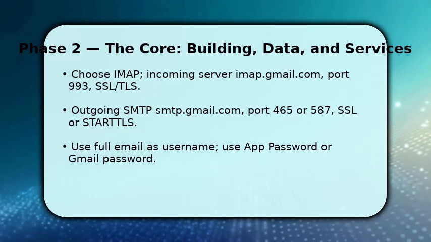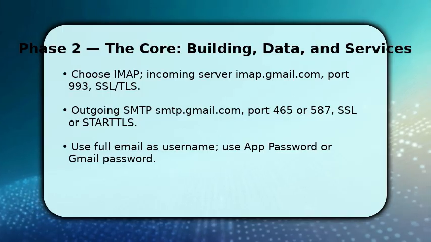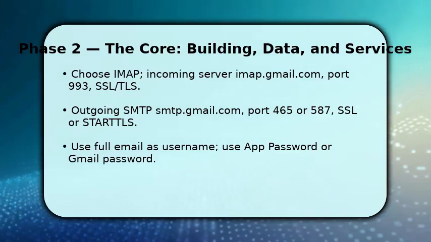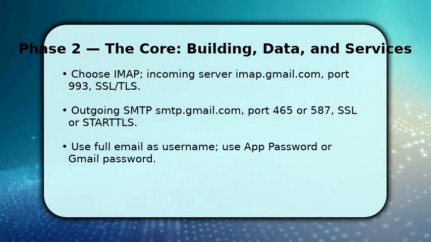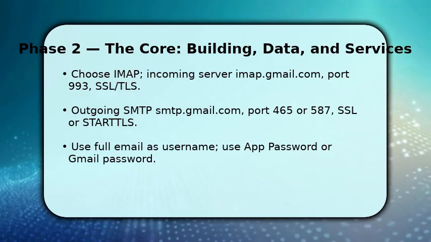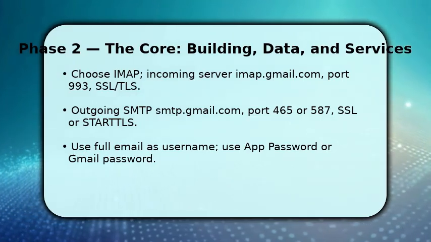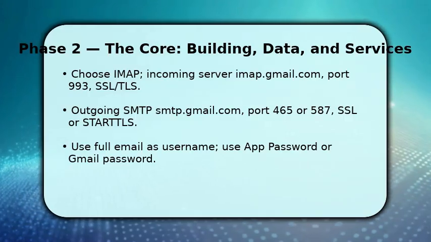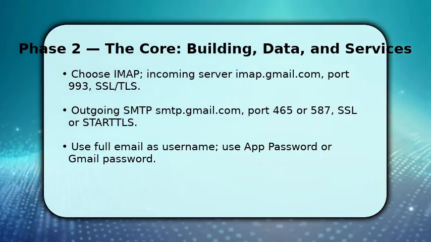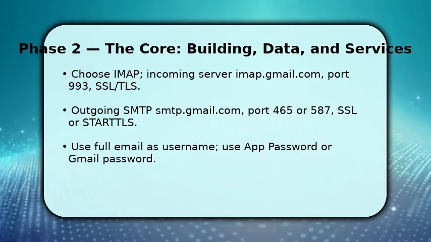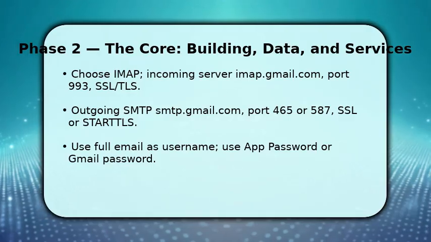Now you configure the server details. Choose IMAP for incoming mail to keep Gmail labels synced. Enter imap.gmail.com with port 993 and SSL/TLS enabled. This secures incoming traffic. For outgoing, set SMTP.gmail.com with port 465 using SSL or 587 with STARTTLS, either secures sending. Make sure you use your full Gmail address as the username and paste the app password if you created one.